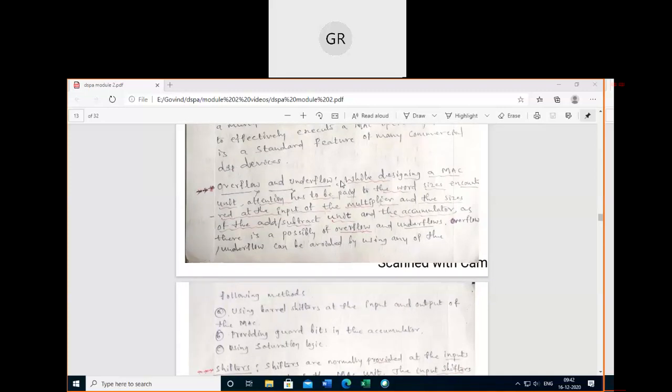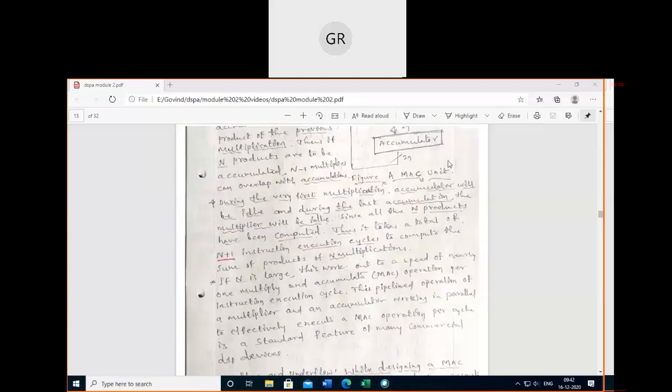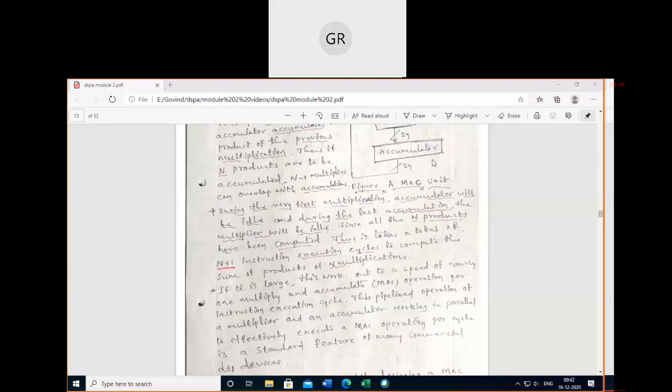Then overflow and underflow. We know that the size of the accumulator is 2n bits. If it exceeds 2n, what will happen? If it exceeds, overflow occurs. If the value is less than 2n, underflow will occur.